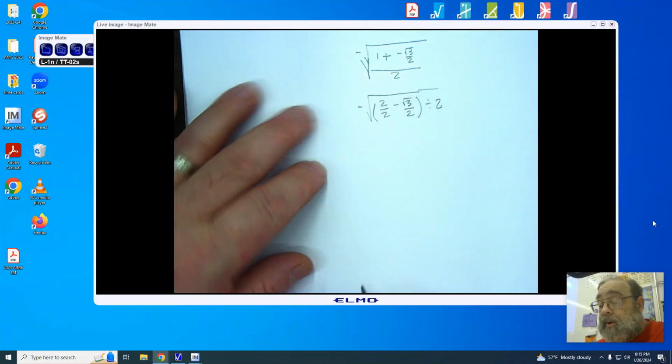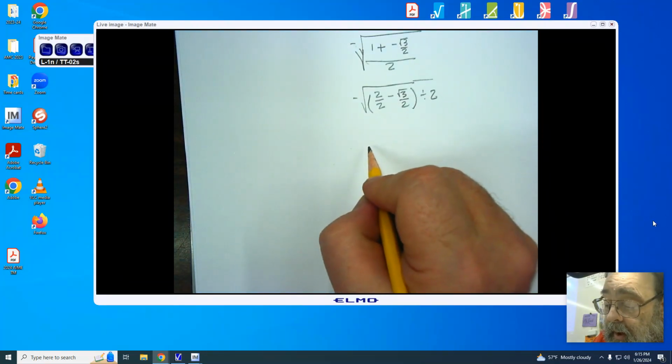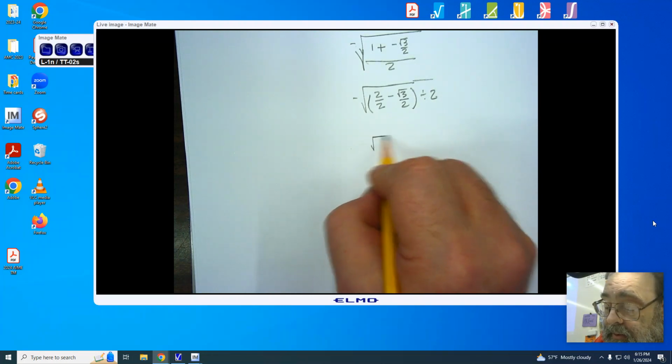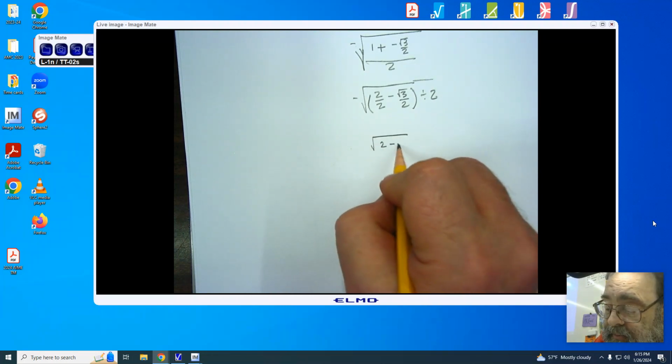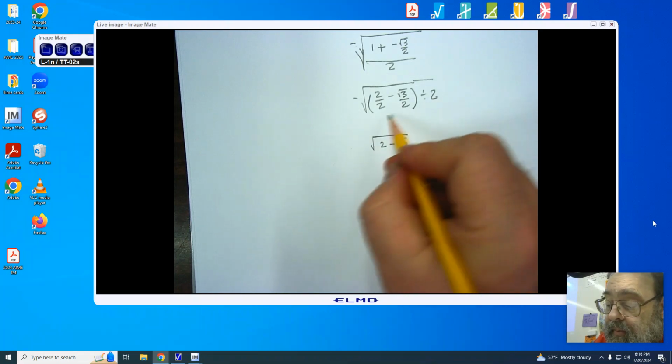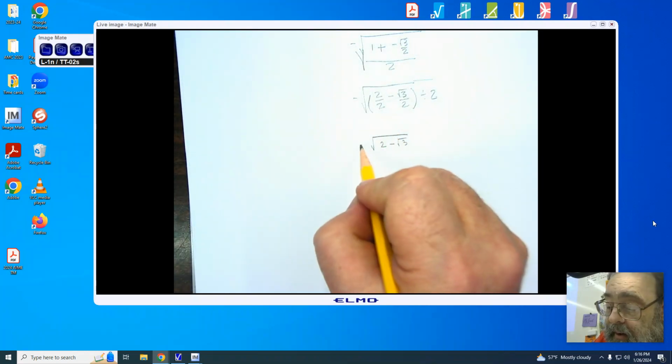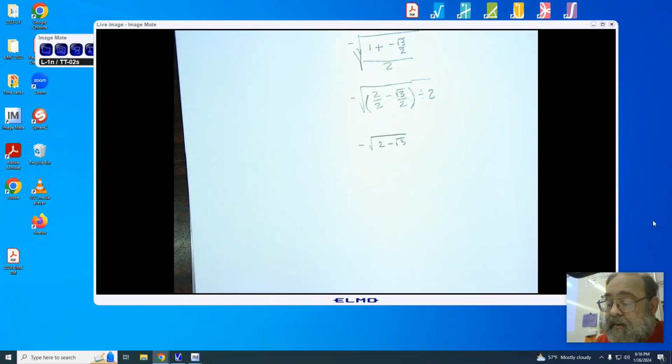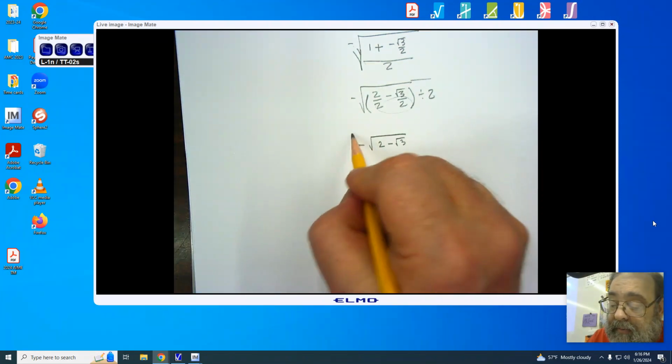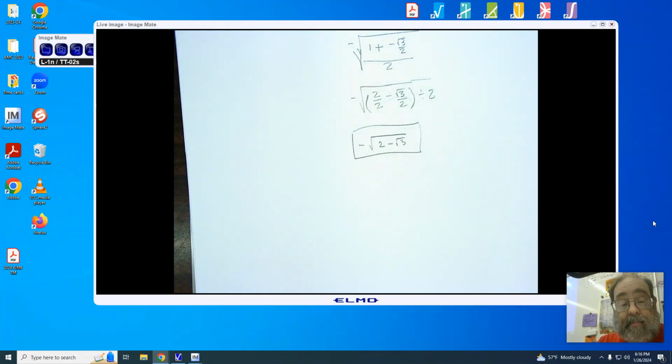That means it's going to multiply in the next step. We end up with the square root of 2 minus root 3. The 2 reduces with the denominator, and I do have a minus out in front. And this is my answer to number 10.